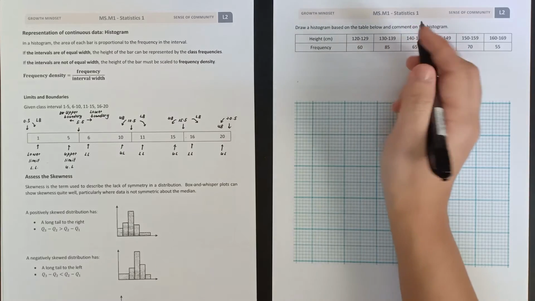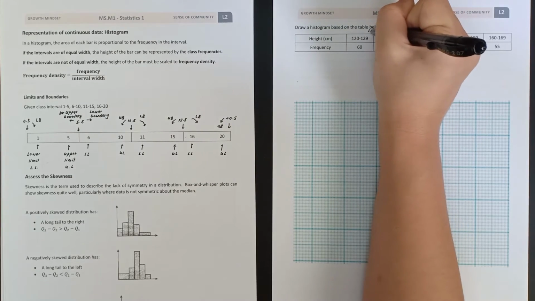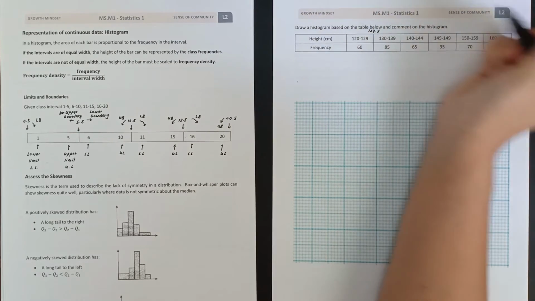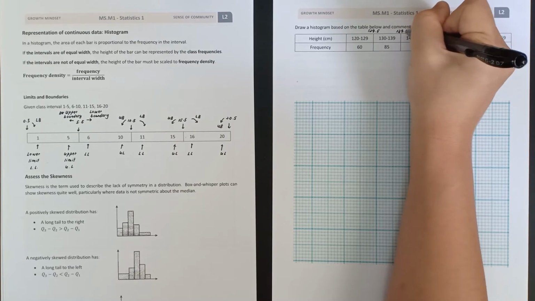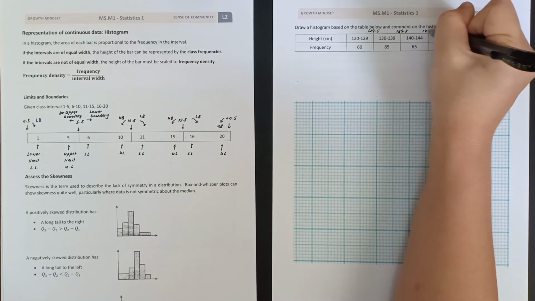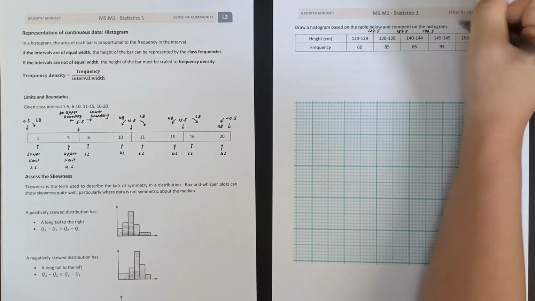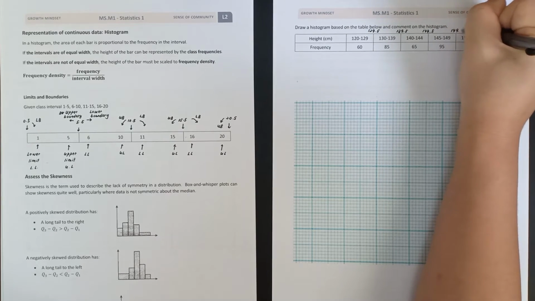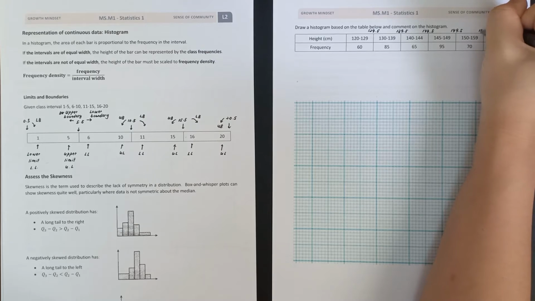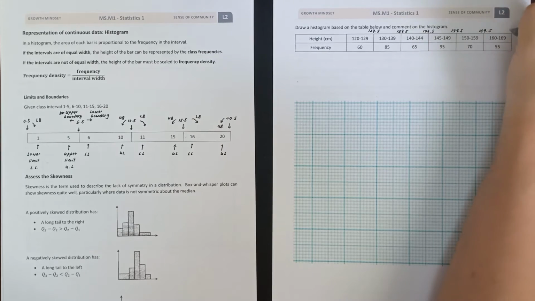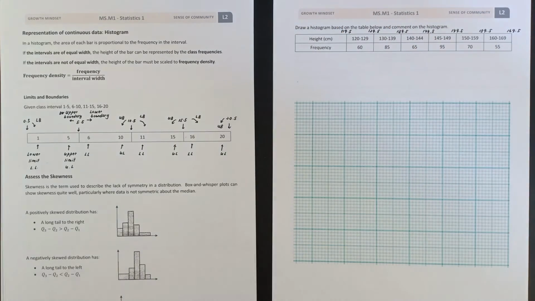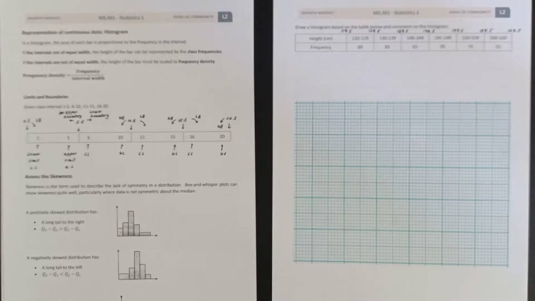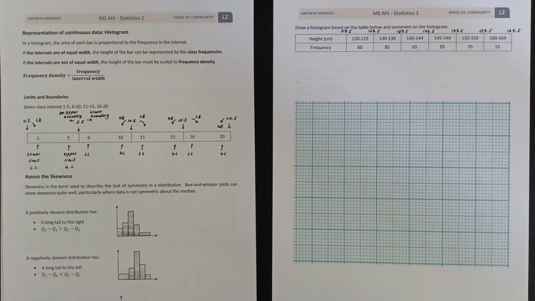So 129 to 130, you get 129.5. And then here 139.5, 144.5, 149.5, 159.5, 169.5, and 119.5. Okay, so when you look at all these values, what you can realize here is the size now is different.